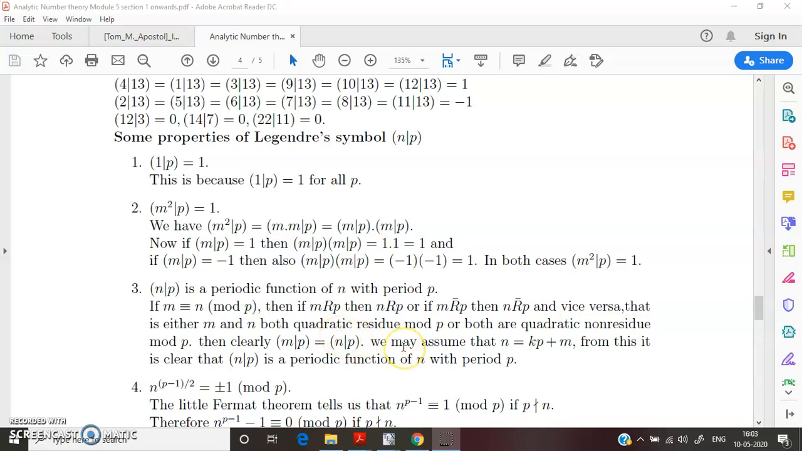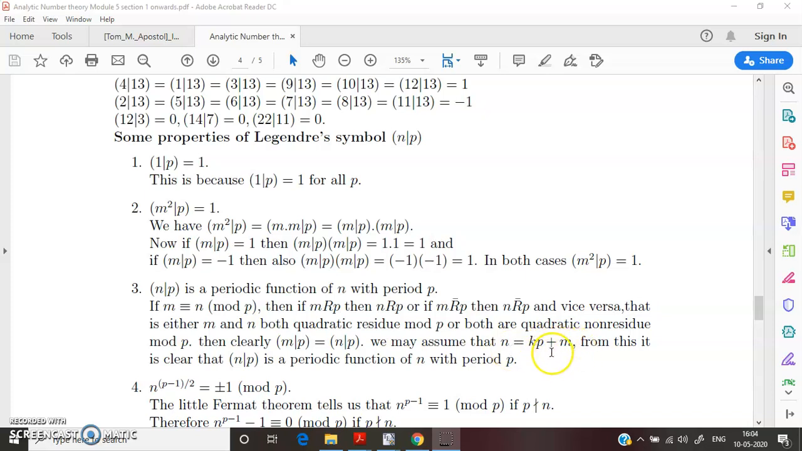Now we can see that if m is congruent to n mod p, this means that n can be written as kp plus m. That is, n is m plus a multiple of p. So from this itself we can see that m and n are periodic. That is, n repeats after a multiple of p. That is m plus p.